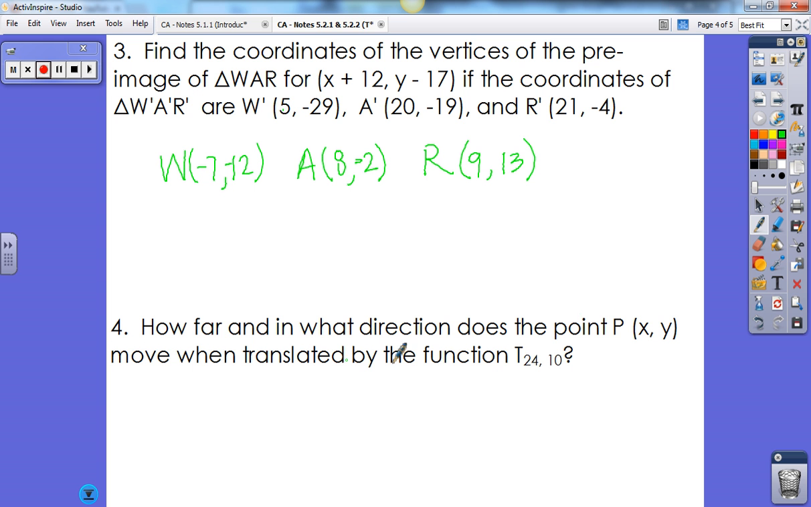Alright, in this case it's asked me how far and in what direction does the point P move when translated by this function? Well, it would move 24 to the right and 10 up because this is what I'm going to add to the x, this is what I'm going to add to the y. So I could describe it like this, or I could describe it in words. 24 right, 10 up. But you'll just have to check and see on a multiple choice what those answer choices would be.